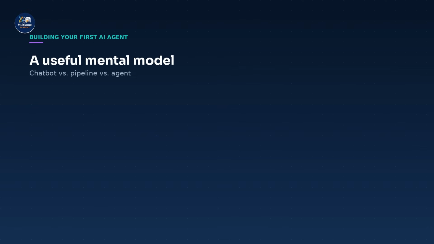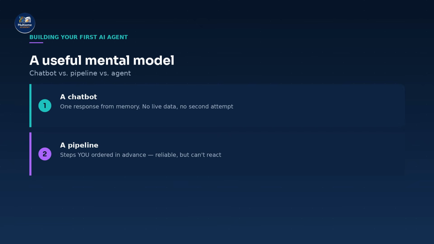Here's a mental model that makes this click. The language model is a capable colleague with no internet access and no hands, and tools are the hands you give it. A chatbot generates one response from training data, no live data, no second attempt. A pipeline executes steps you ordered in advance. Reliable, precisely because nothing decides anything at runtime. An agent sits between the two. You fix the tools and the safety limits, and the model chooses the sequence at runtime, reacting to what each tool actually returns.